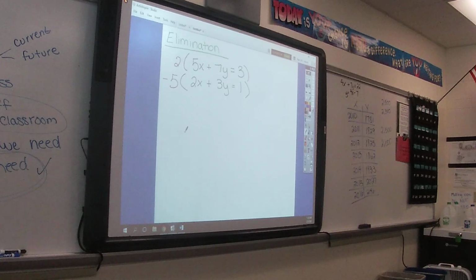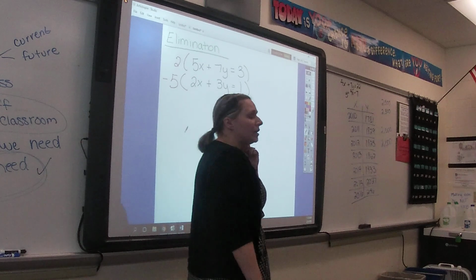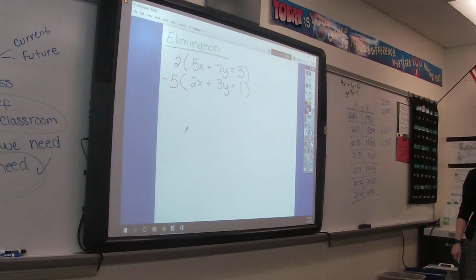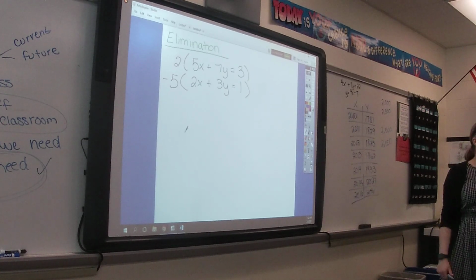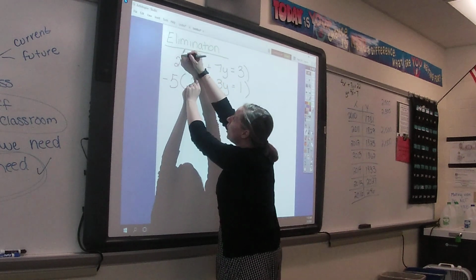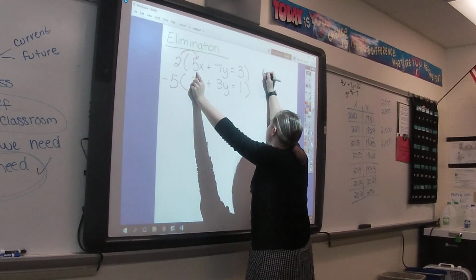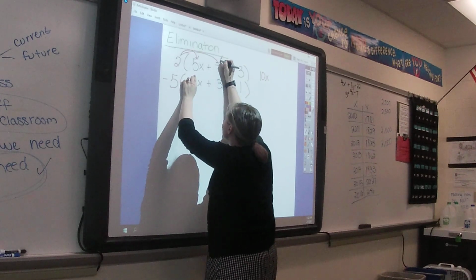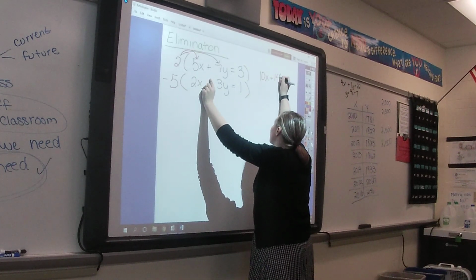Okay, my students typically are totally fine with elimination and figuring out what to multiply by. They are really bad at multiplying all the way through. The most common mistake that I see has nothing to do with elimination, and it just has to do with multiplication. So just make sure you're careful with your math. So we're going to multiply this 2 all the way through. So 2 times 5 is 10x. 2 times 7 is 14.